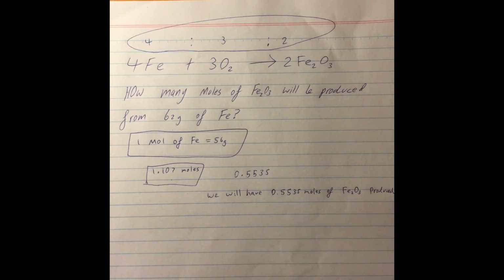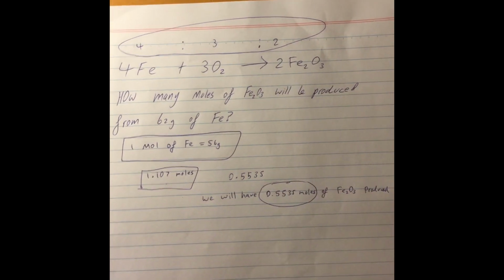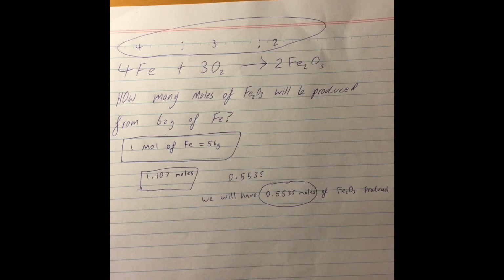All right. So the question asks us how many moles of iron oxide will be produced from 62 grams of iron. We've done that. We've found the amount of moles produced. We've got 0.5535. That's answering the question. However, if the question asked us how many grams of iron oxide will be produced from 62 grams of iron, all we've got to do is convert back to grams. We've got to figure out how many grams this many moles of iron oxide is.